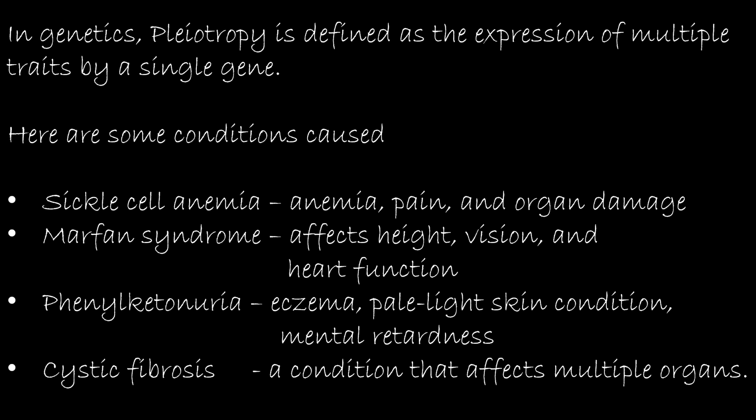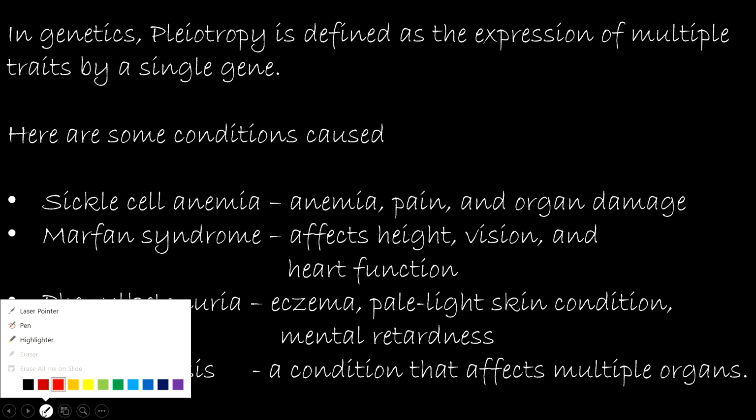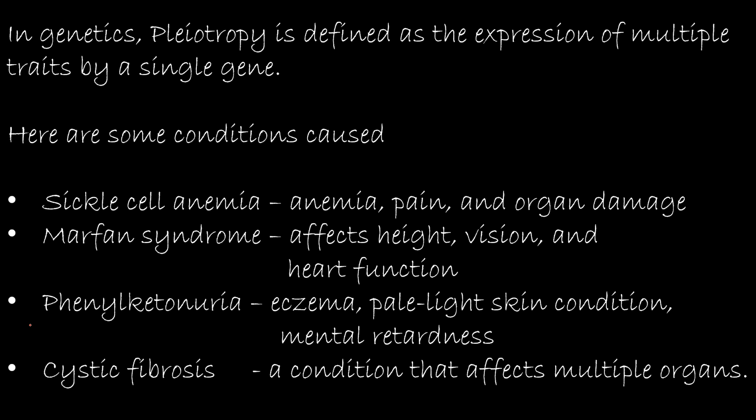So, here there are some conditions which are seen in humans and other organisms. Pleiotropy was first observed by Mendel in the pea plant. So it is not that it only exists in plants, but it also exists in different organisms. And there are certain conditions like sickle cell anemia, Marfan syndrome, phenylketonuria, cystic fibrosis. All of these are studied and are still a part of research.